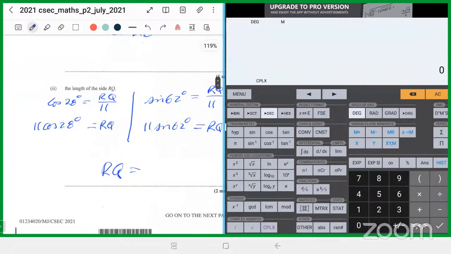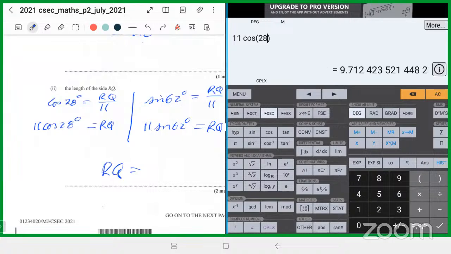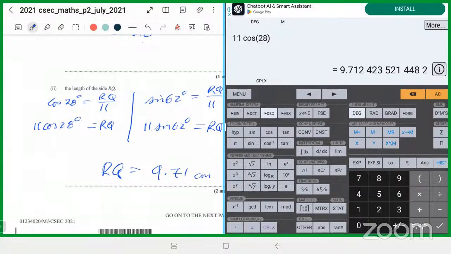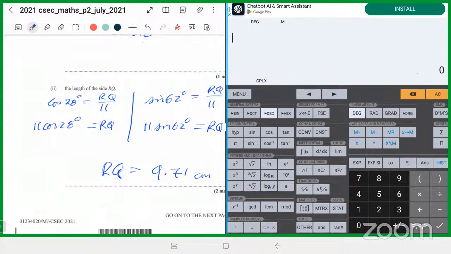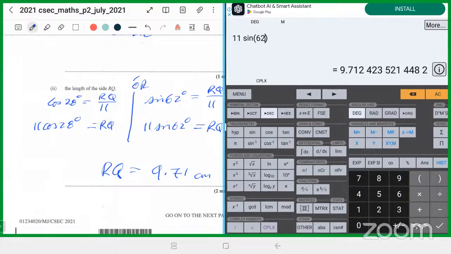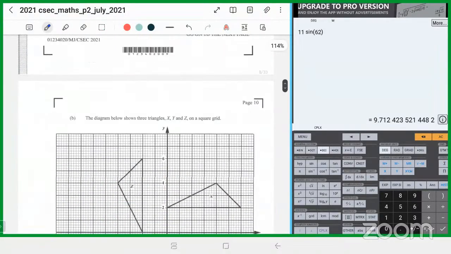See here, if I do 11 cos 28, I am getting 9.71 centimeters. And if I use the other one, which is 11 sine 62, I get the exact same thing. So whichever one you use, you're going to get the same answer. So this is an OR method. You don't have to do both of them, one or the other. I'm just showing you. All right, what else do I want us to do? Oh, that question is done.